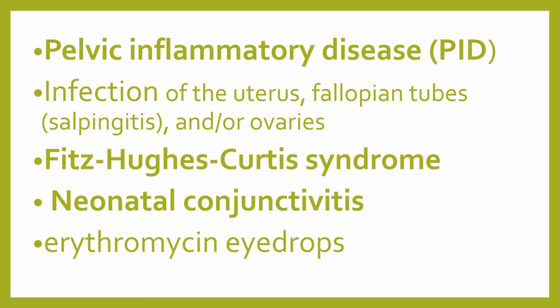For pelvic inflammatory disease, or PID, it is the infection of the uterus, fallopian tube, or otherwise called salpingitis, and ovaries. And there's an ascending infection that may result in infertility and predispose to ectopic pregnancy. And there will be pus collection under the right diaphragm, which causes scar tissue formation between the diaphragm and the liver surface, causing pain with movement.